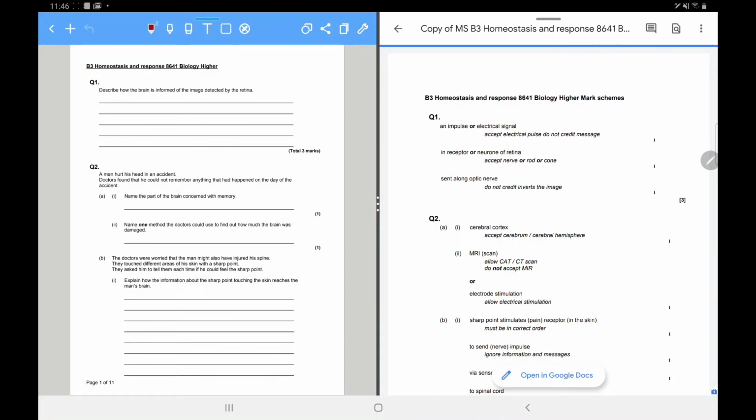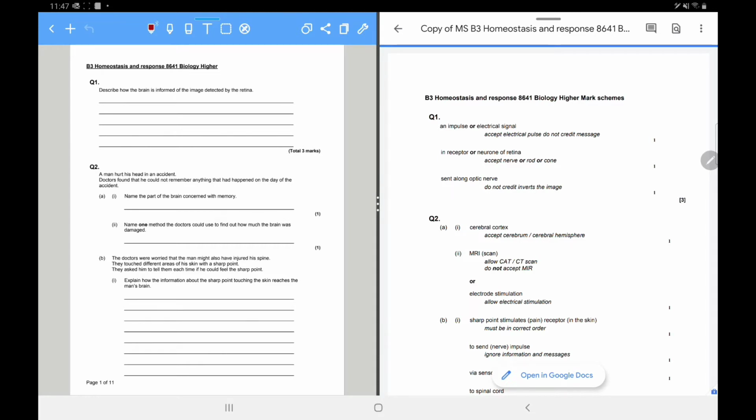Okay guys, we're going to look at the B3 homeostasis and response, which is focusing upon nerves, hormones, the eye, and our general response, which aids survival. And we're going to look at the answers, which are obviously based upon facts and things you know and understanding, but also looking at mark schemes to see if we can see any trends and use it for exam technique.